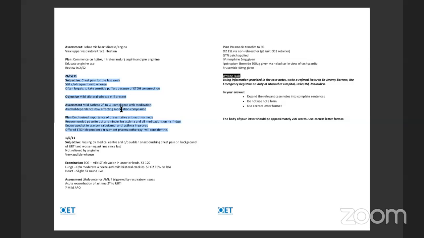Now, rather than mentioning the date of 26/5/2011, if you read this entire event, you will understand how you can summarize it in one or two lines. It should not be more than one or two lines, so that we can merge it with this paragraph. Over here we find subjective chest pain for the last week, which is a regular complaint the patient was having. Still complaint of frequent mild wheeze. We already informed that the patient has wheeze, so we don't need this information repeated again. Often forgets to take serotype puffers because of ETOH consumption, that is alcohol, ethanol consumption.